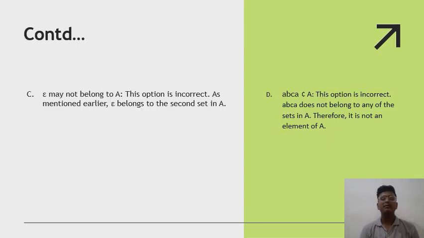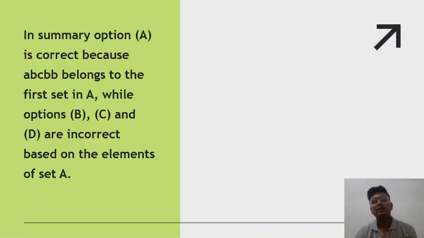Epsilon may not belong to A, which is the third option. This is also incorrect as mentioned earlier, epsilon belongs to the second set in A. The D option is ABCA belongs to set A. This option is also incorrect as ABCA does not belong to any of the sets in A. Therefore, it is not an element of A. So, in summary, option A is correct because ABCBB belongs to a set in A, while options B, C, and D are incorrect based on the elements of set A.